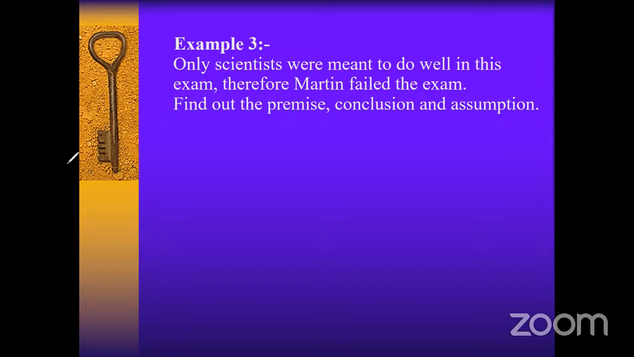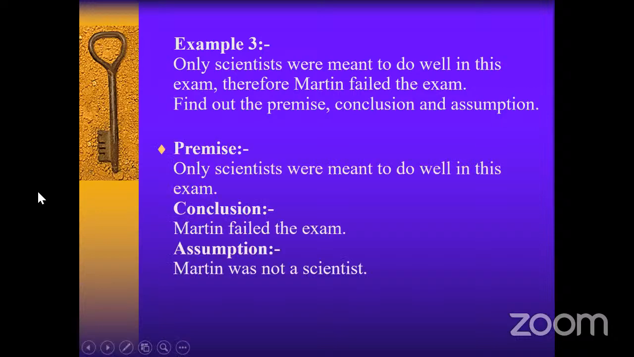All right, wonderful. I got a couple of replies. Let's see what people think about it. Yeah, very good. Only scientists were meant to do well in the exam. Therefore, Martin failed the exam. So it is pretty clear Martin failed the exam is the conclusion. Scientists were meant to do well in the exam is the premise. So scientists were meant to do well in the exam, which led to the fact that Martin failed. So I am assuming that Martin is not a scientist. And this is exactly the point where the questions normally come.